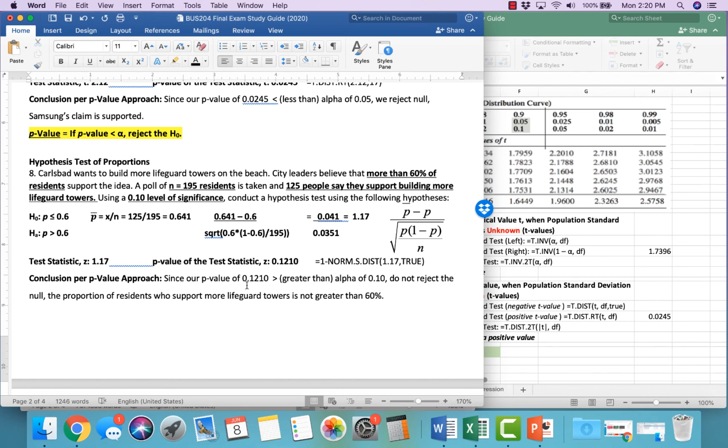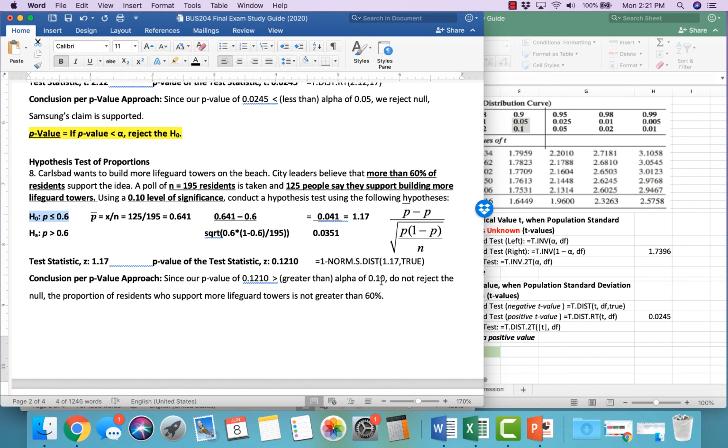Since our p-value of 0.1210 is greater than our alpha of 0.1, because this number, 0.1210, is bigger than 0.1, we do not reject the null. So if I look at my hypothesis statements, if I do not reject the null, this is the one I'm keeping. This is the one I'm focused on. It says proportion is less than or equal to 0.6. So that means the proportion of residents who support more lifeguard towers is not greater than 60%, like the city leaders believed.